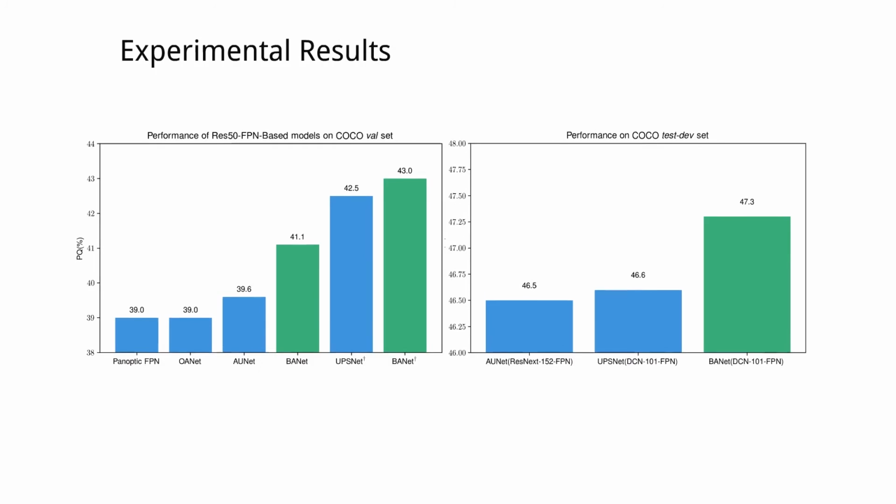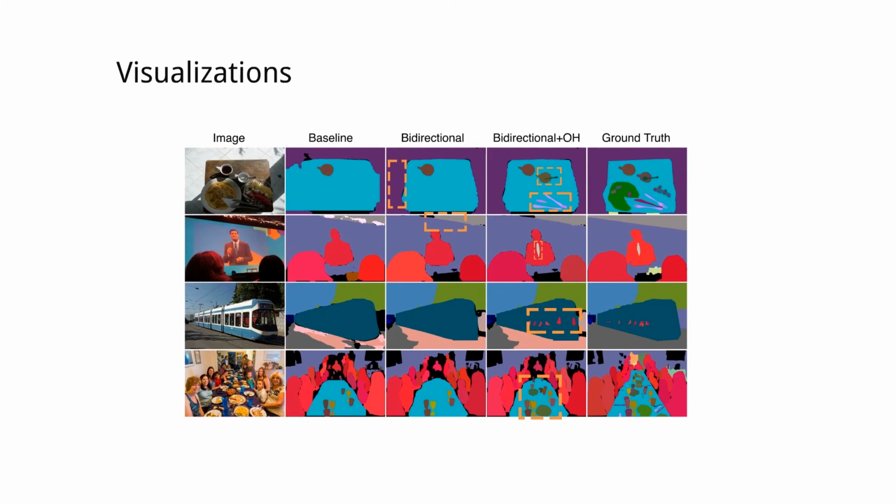Here are some examples of our model's output. The dotted boxes highlight the regions that are greatly improved after adding our proposed modules. As one can see, adding bidirectional segmentation makes the sub-regions more stable and refined.